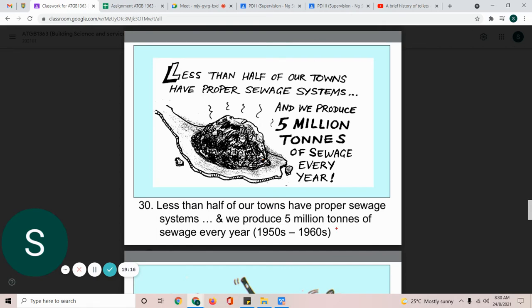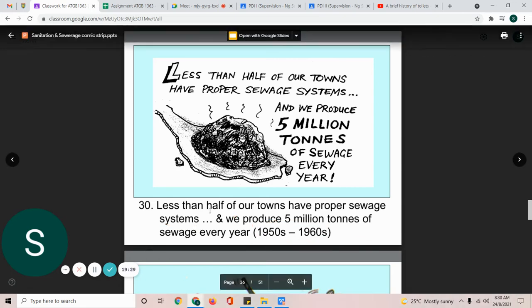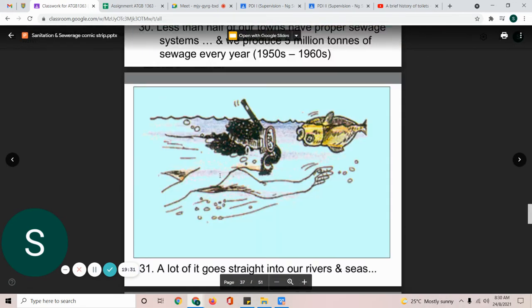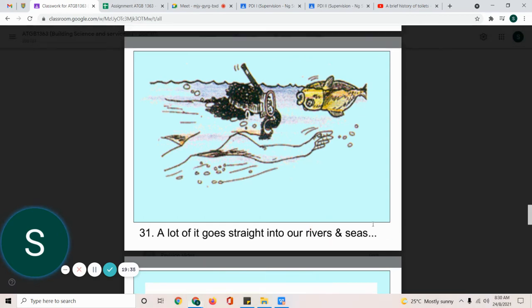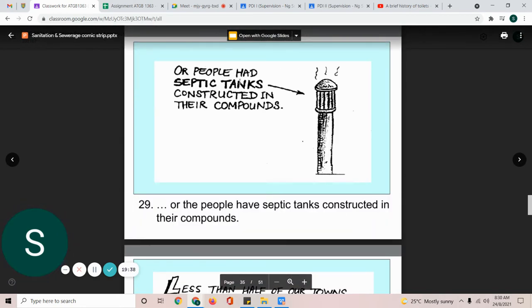Okay, so during the 50s and 60s, not every place had a proper sewerage system. Most of it, if there's no regulation, will just go straight into the river or sea. If there's regulation, then by right we should have a septic tank. Let's say this is our house. We have a pipe which leads to a septic tank, which leads to nowhere.